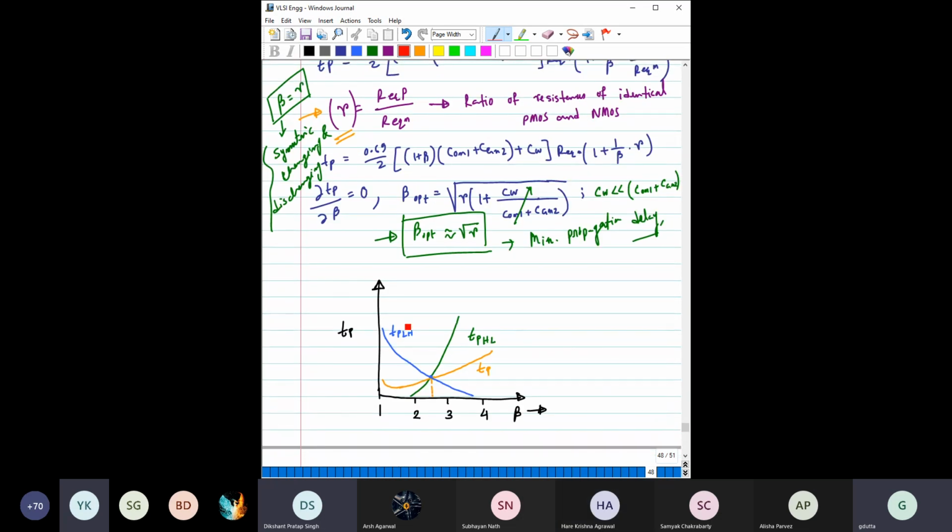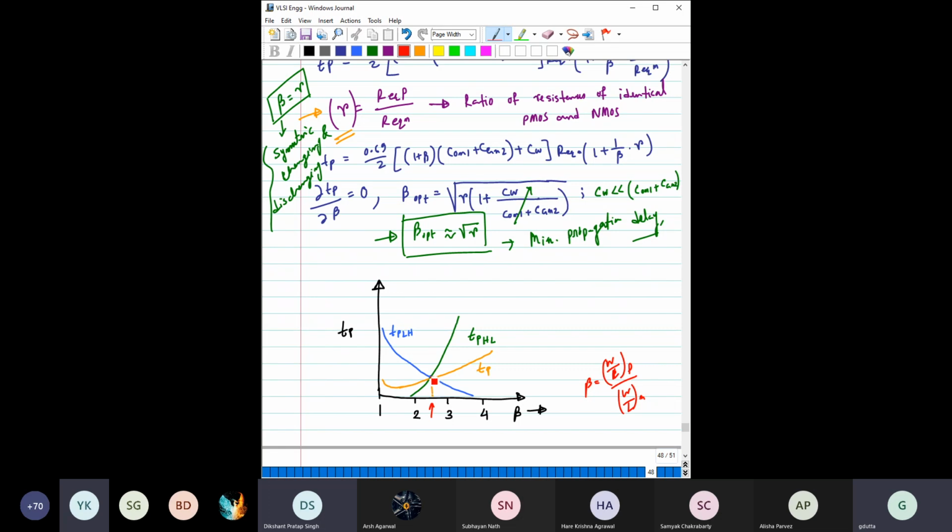So, for example, if you do a simulation and plot TP versus beta. Now you know what beta is. Beta is the ratio of W by L for P and W by L for N, right? If you plot it, then for a particular technology node, around 2.5, you are getting this point.